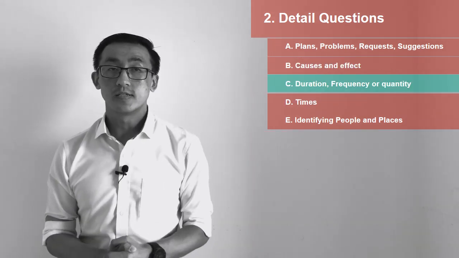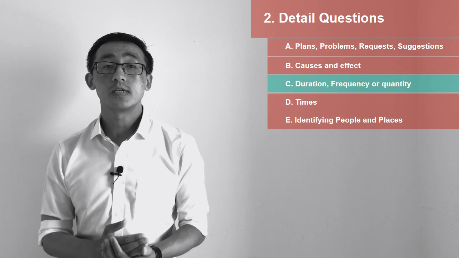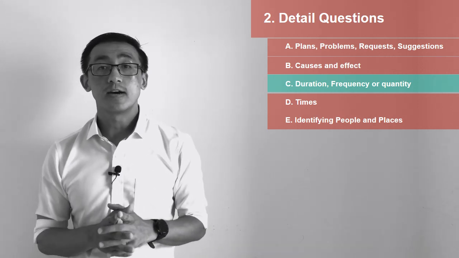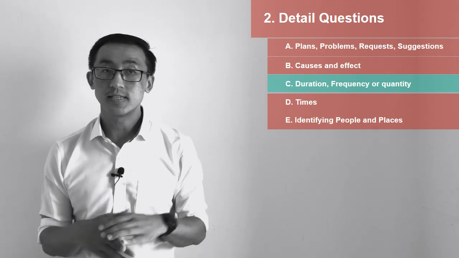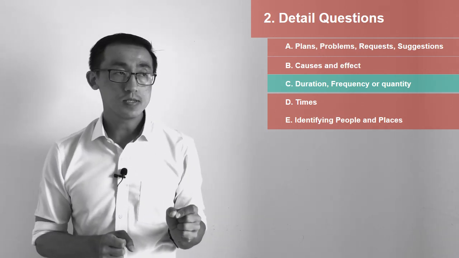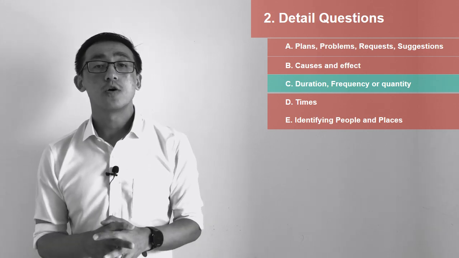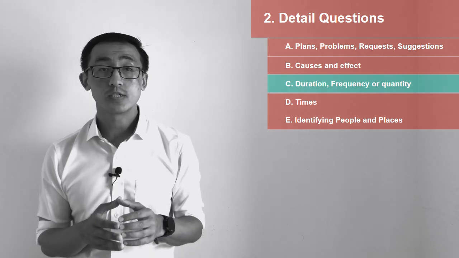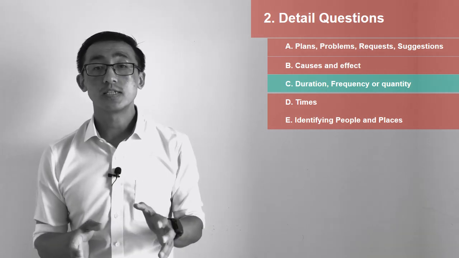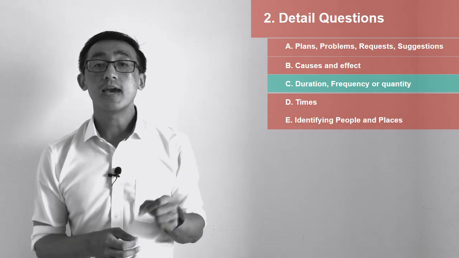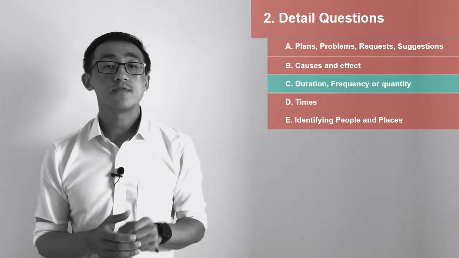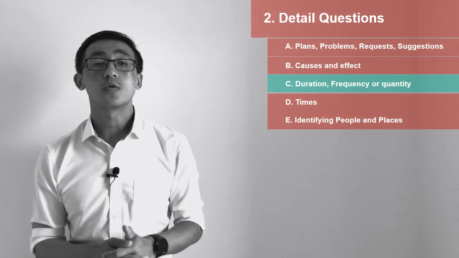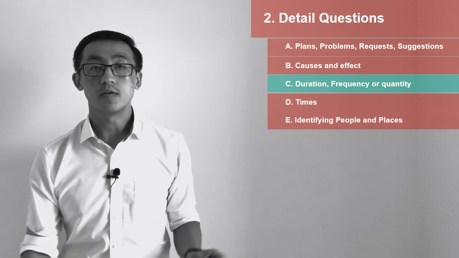Next, it's the detailed questions about duration, frequency, and quantity. So this type of question asks you to find the details about how long something lasts, that is duration, how often something happens, that is frequency, or the amount of something, that is quantity. These questions usually require that you listen carefully for numbers, times, or details relating to days and dates. So learn to identify phrases for questions about duration, frequency, or quantity. You can look at the examples on the screen right here.